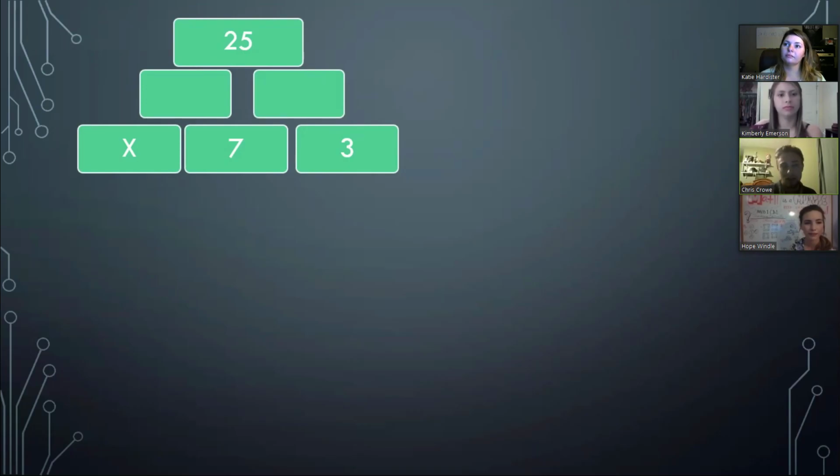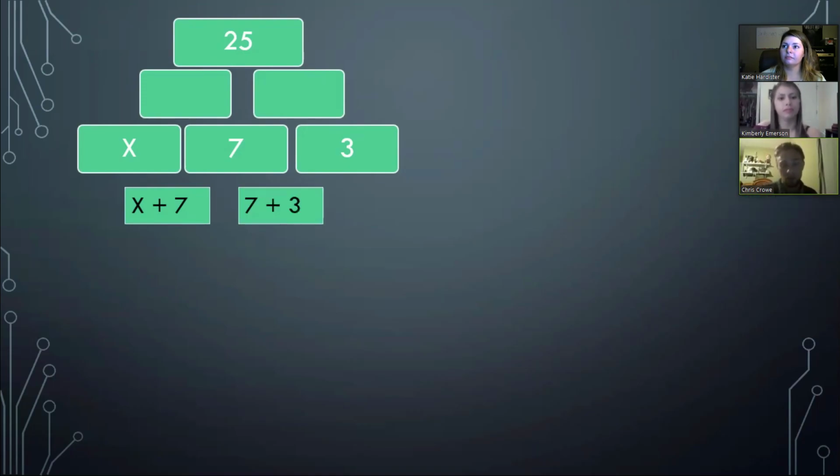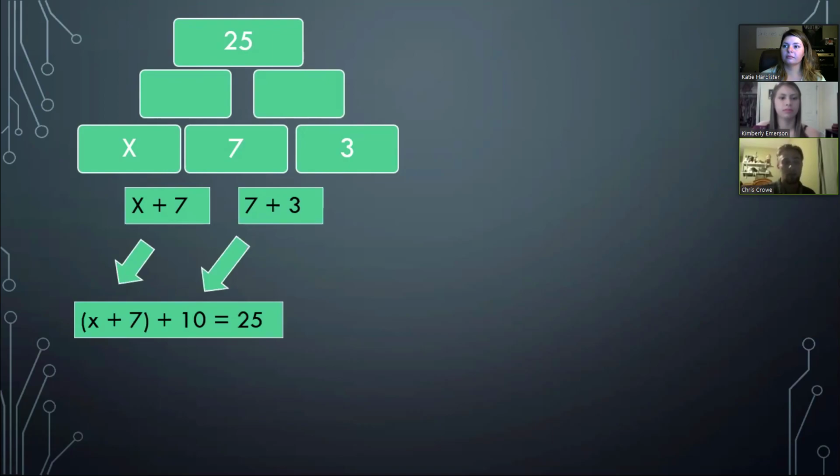So in that case, what we can do is create an expression using the variable. So in this case, we have x plus 7. And since we did it for these two, we have to do it for 7 plus 3, which in this case we understand will be 10, and we'll place that there soon enough. So bringing these both down, we can combine the expressions into an equation, which is where the equal sign shows up. So we have x plus 7 plus 10 equals 25.